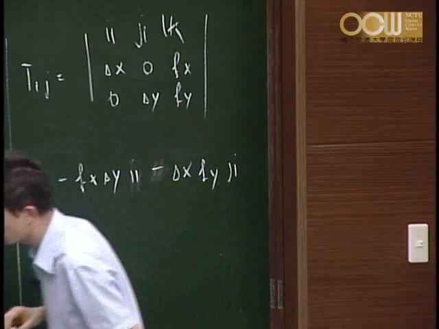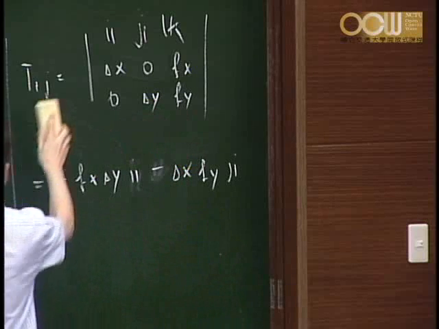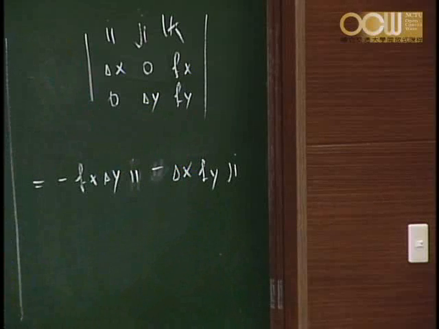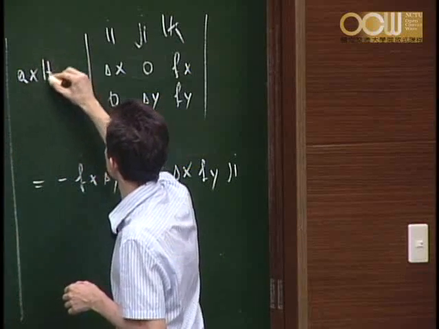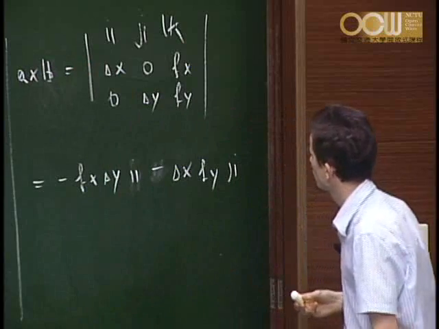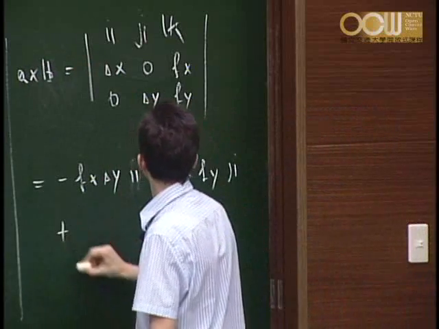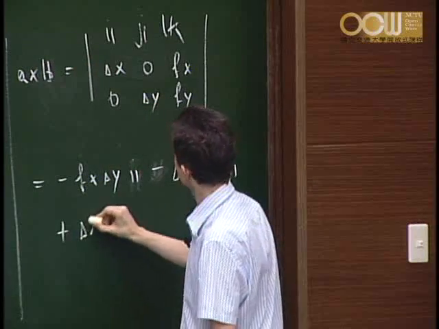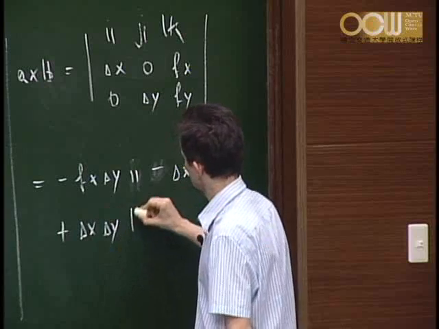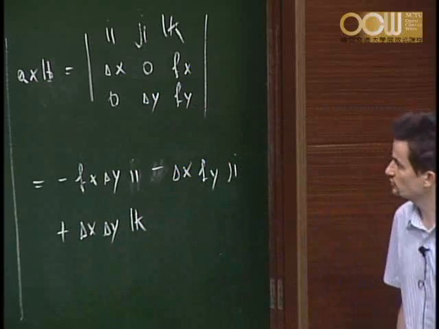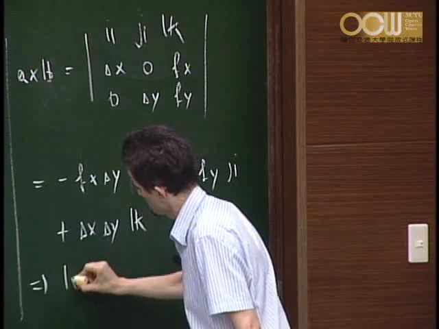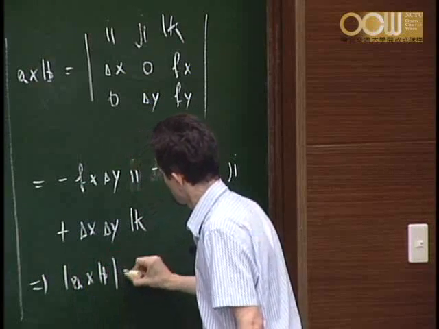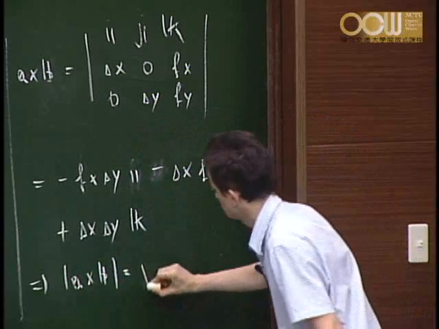This is the vector. I should write this differently, because what we need is the length of this vector. The vector is given by this determinant formally, and for the last coordinate we have just delta x delta y times k. Okay, so you see that the length of this vector is the square root of what?